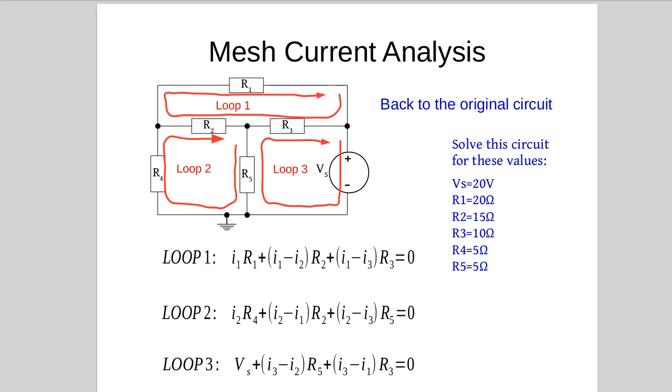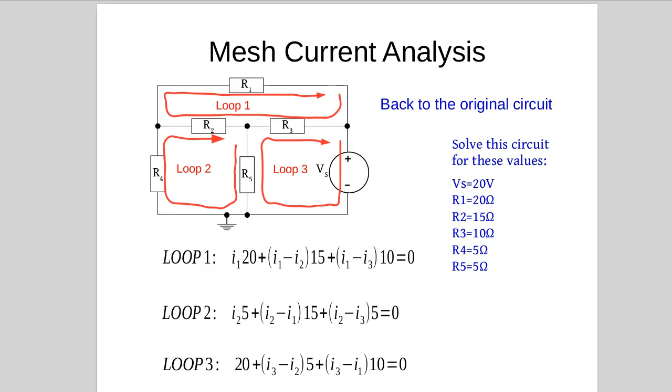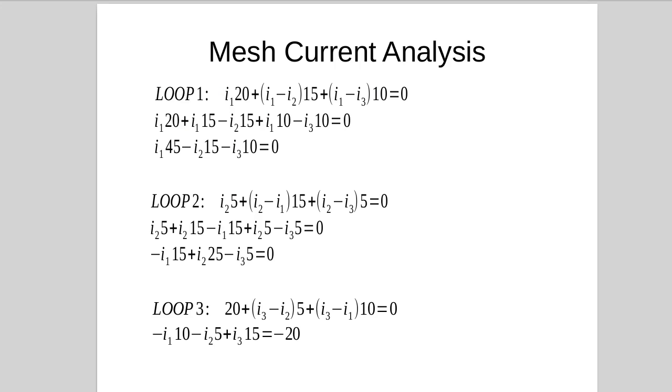Okay, so now let's go back to our original circuit and we'll substitute in some real values and see if we can solve this. These are the same values as in the node voltage example. So we'll put these into the equations and we'll simplify those three equations. We've expanded out the terms where there were multiple currents in the brackets, and then we've brought all our I1 terms together and our I2 terms together and our I3 terms together in each of those loop equations.